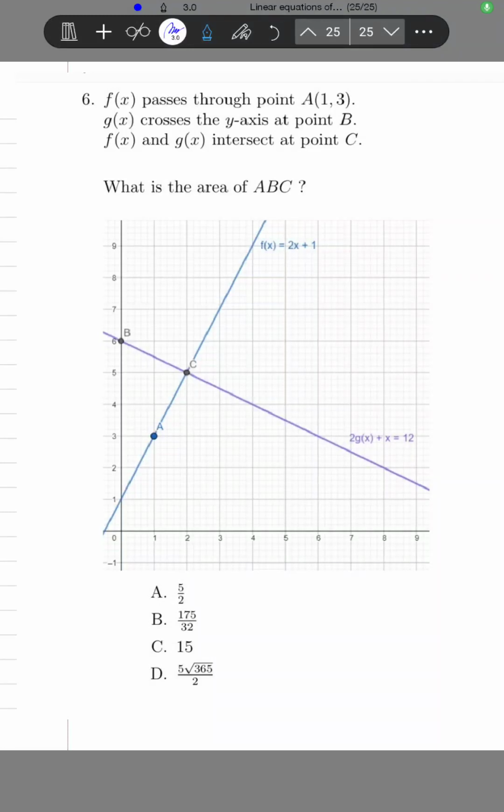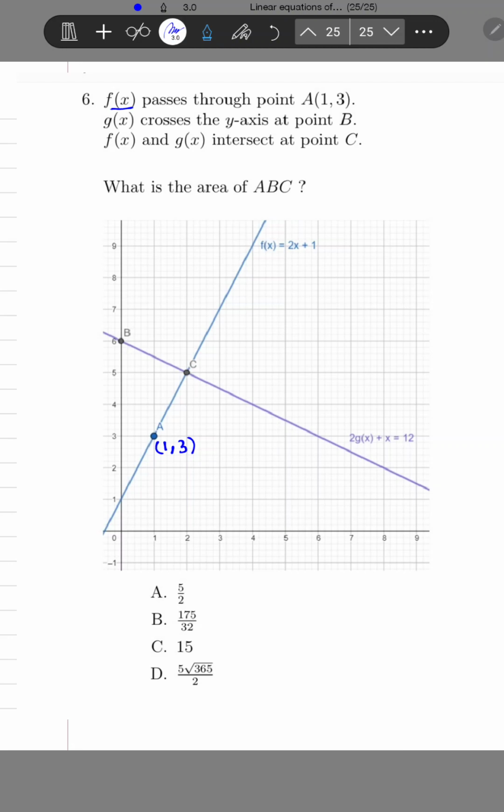Hello there. We have an interesting question here which involves two lines having their own equation, and also it involves a little bit of geometry in terms of area of a triangle. The question is that f of x passes through the point A (1, 3). A is here, which is (1, 3).